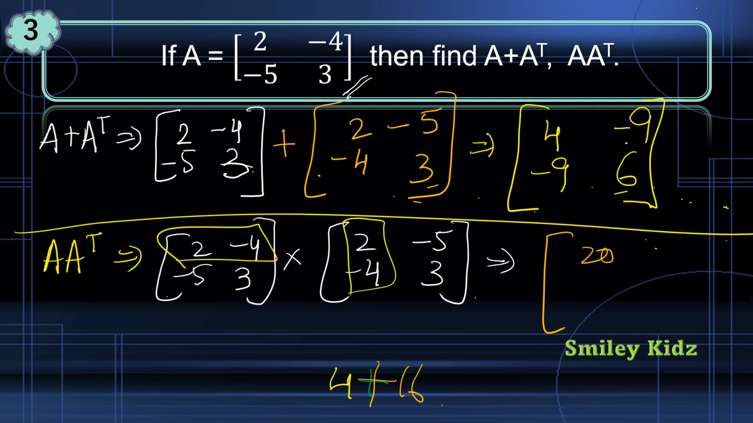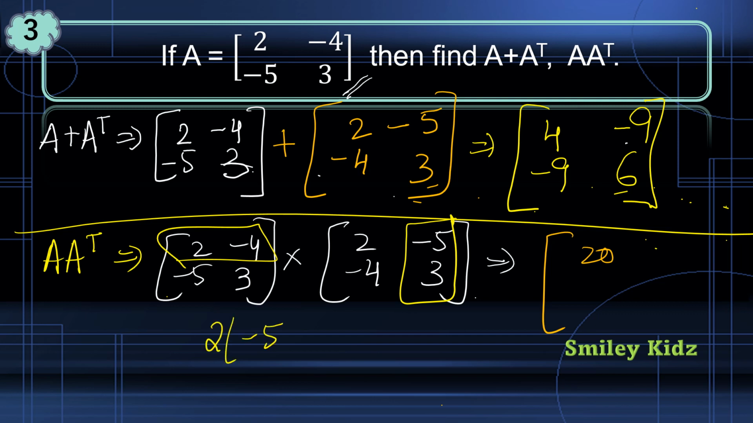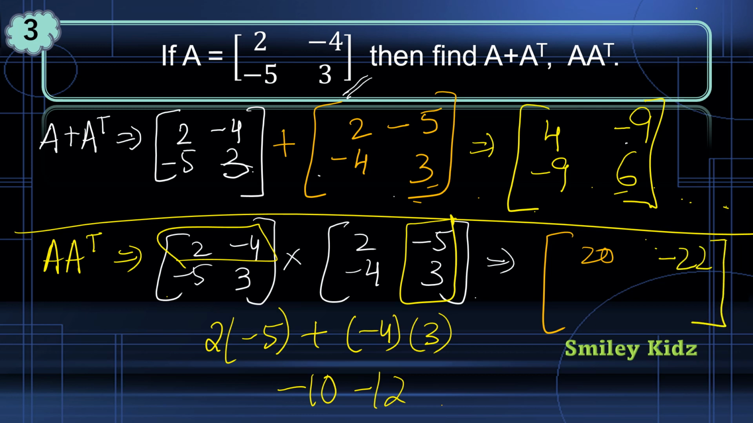Then let's take the second column. The second column is going to be minus 5, 3. Right. So 2 into minus 5 plus minus 4 into 3. What is this? Minus 10, minus 12, that is minus 22. So here I'm going to have minus 22.